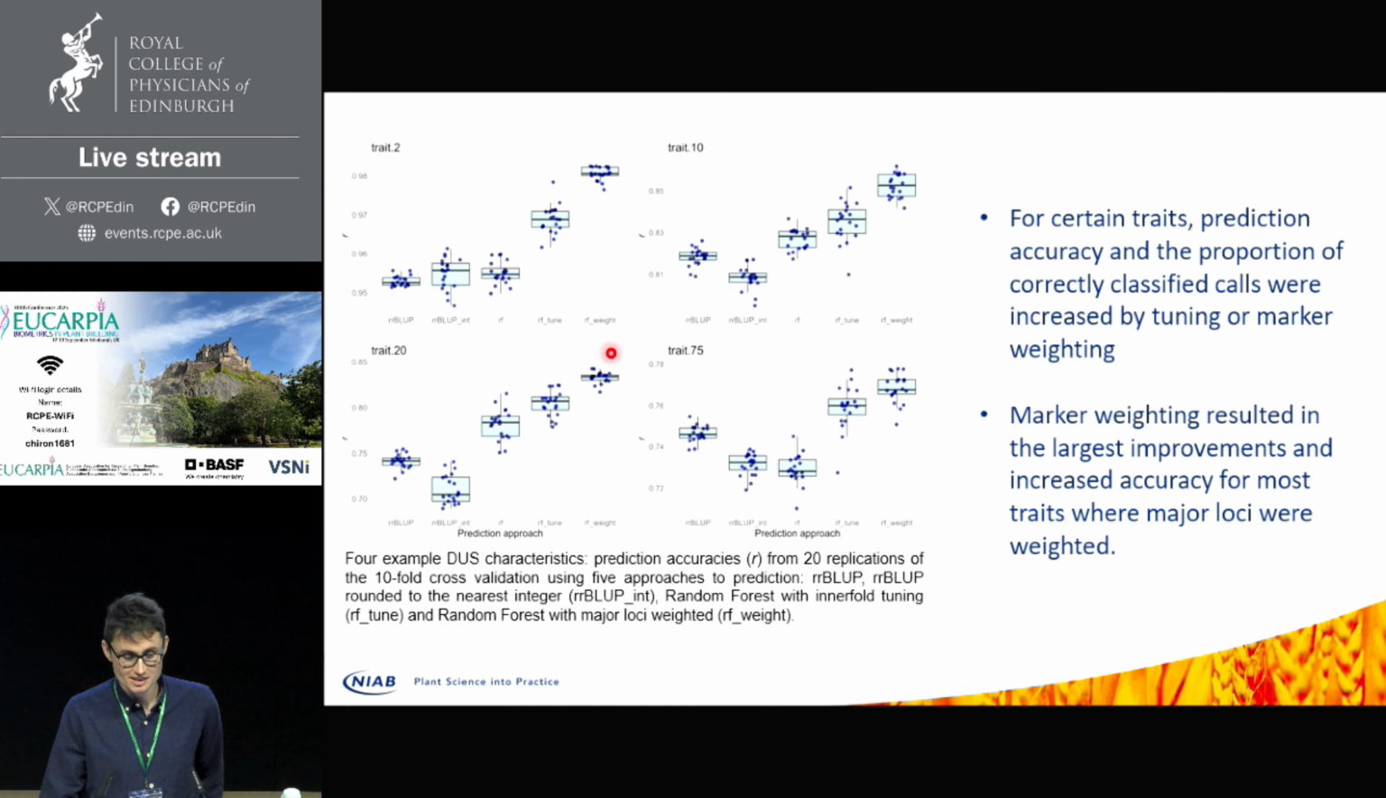You can see in these four particularly nice examples, tuning and weighting did have an effect. That wasn't the case for every trait, but typically where weighting was used, it always increased prediction accuracy. And these are traits all with high heritability, so this is where random forest was typically performing well.